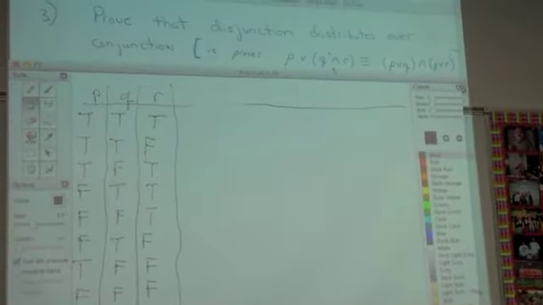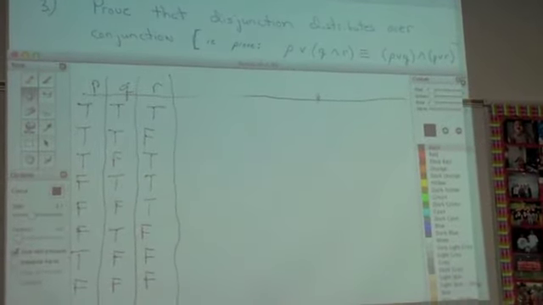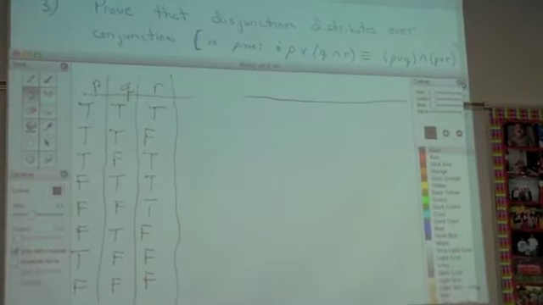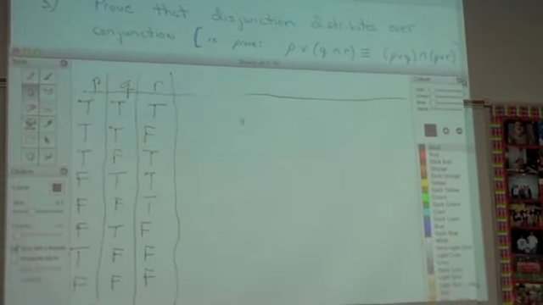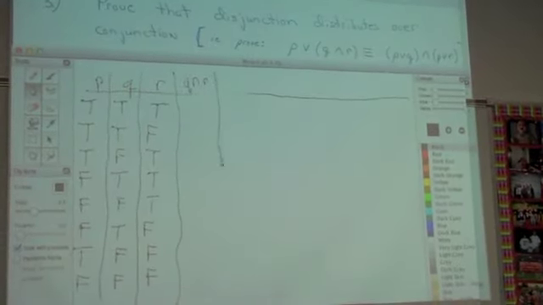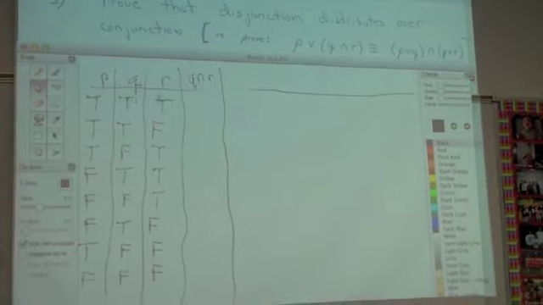Alright, so we're doing this. Do I need any negations? No, that's kind of nice. So let's work on this side over here. The first thing I'm going to do is the parenthesis, the Q and R. So they're right here, Q and R.